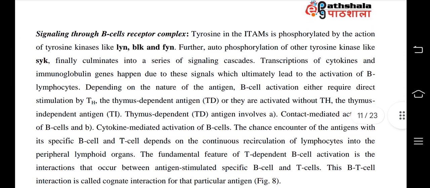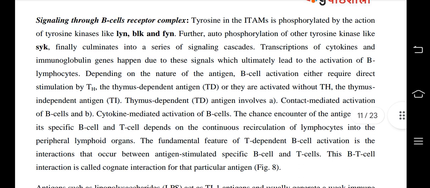Signaling through the B cell receptor complex, tyrosine in the ITAM is phosphorylated by tyrosine kinases like LYN, BLK, and FYN. Further, autophosphorylation of other tyrosine kinases like SYK finally culminates in a series of signaling cascades. Transcription of cytokine and immunoglobulin genes happens due to these signals, which ultimately lead to the activation of B lymphocytes.